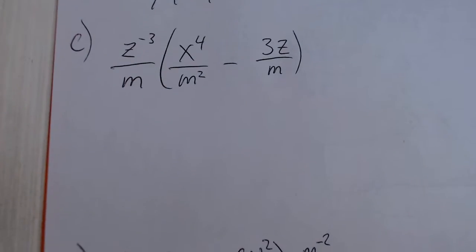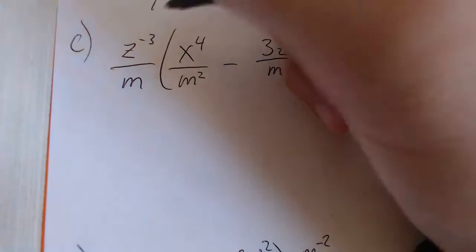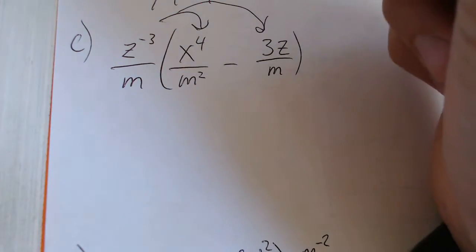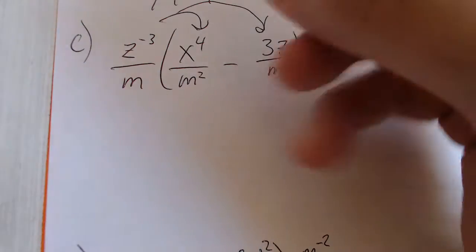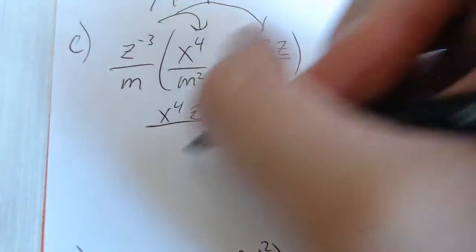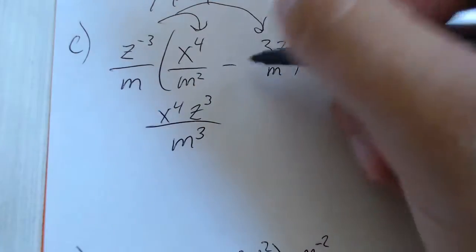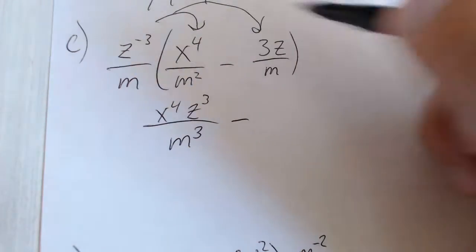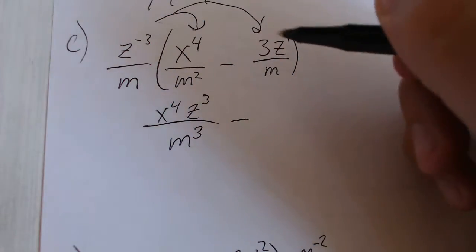Now, we have to apply what we just learned in distributive property. So, we all know how distributive property works. We just multiply like this. And from here, this first numerator is going to turn into x^4 z^-3 over m^3. Then we put our minus sign. This second term, the -3 plus 1 gives us z^-2.